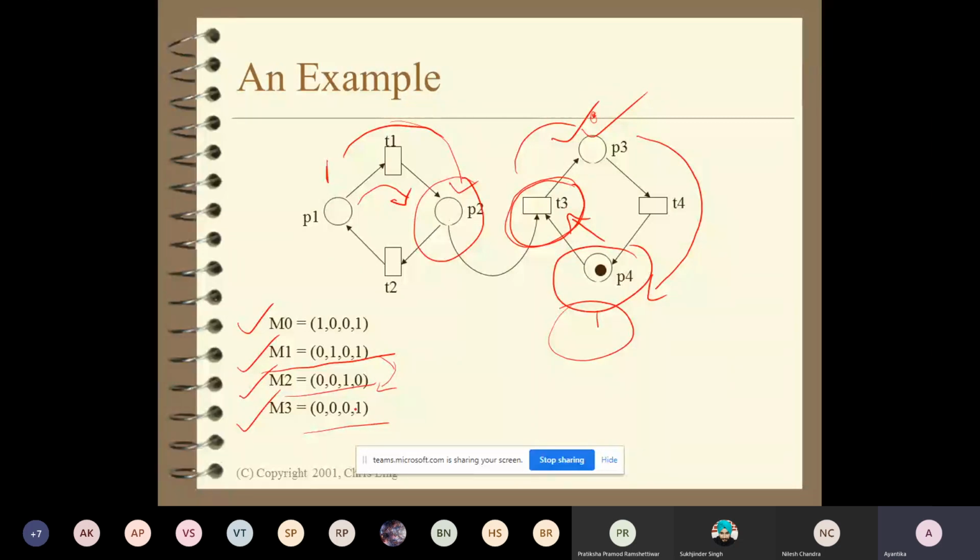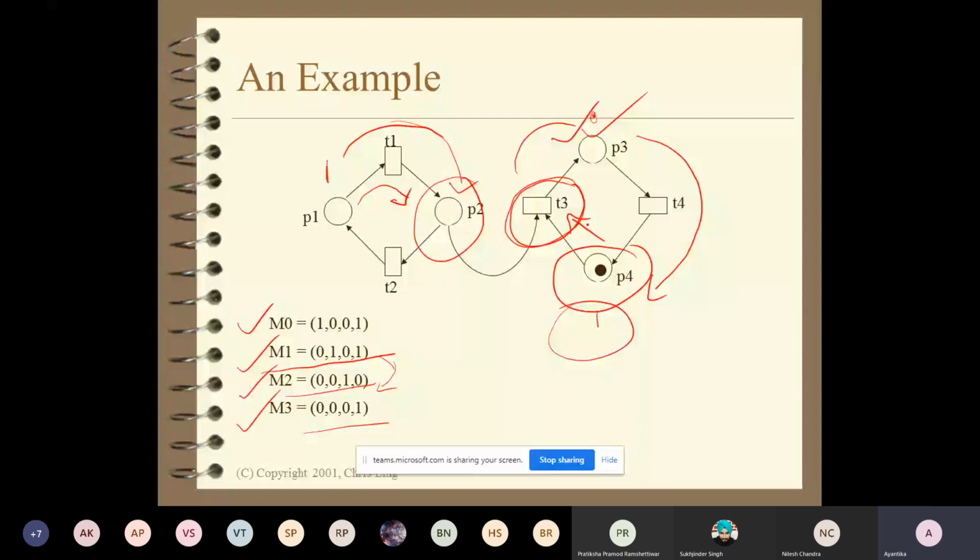So after M3, you only have some token in place P4, but there is nothing in P2. So one precondition is missing, and that way you cannot say that your design, your model, is following the liveness property. Your system is dying now. It is not in a liveness condition.